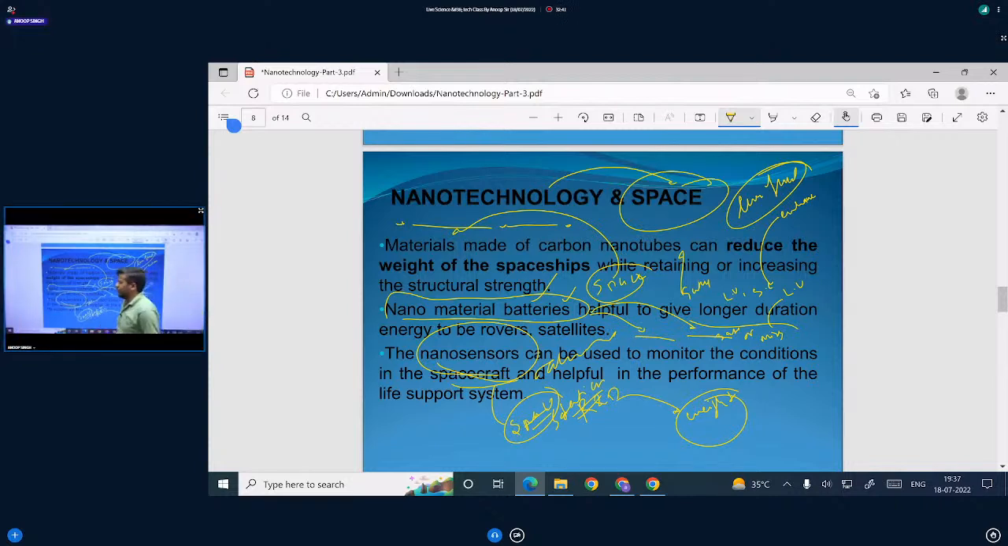The most important thing is this weight. The weight of the spacecraft and the weight of the satellite must be reduced, and with the help of nanomaterial we can do it, and parallelly we can also enhance the strength and the efficiency. This is an important thing.